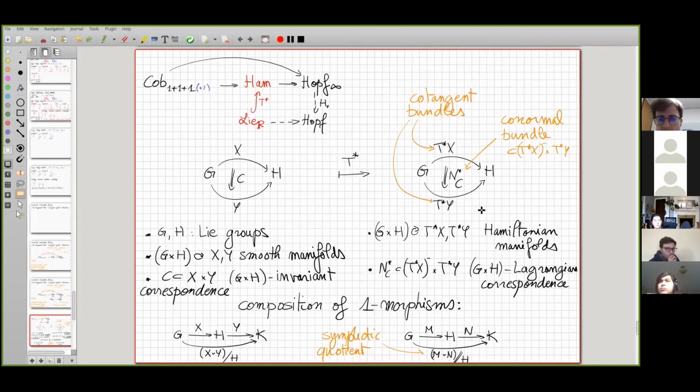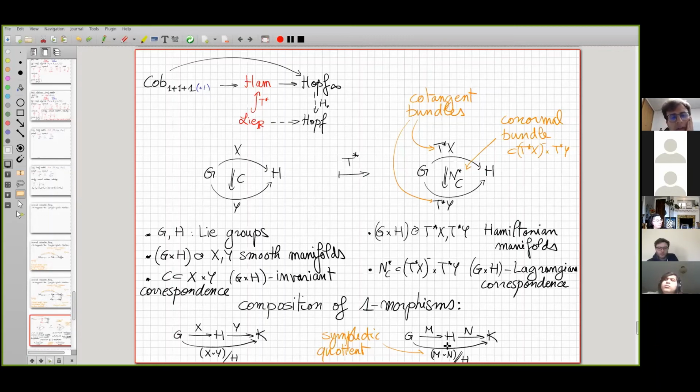And here is the way morphisms compose in these categories. So for example, if you have consecutive one morphisms in Lie sub R, you would just take the product and mod out by the middle group H. While on the other side, you would do the same, but you would take the symplectic quotient instead to get something symplectic. Okay, that's how it works. Okay, so that's the first part of the toy model.